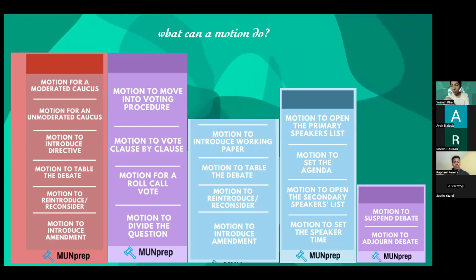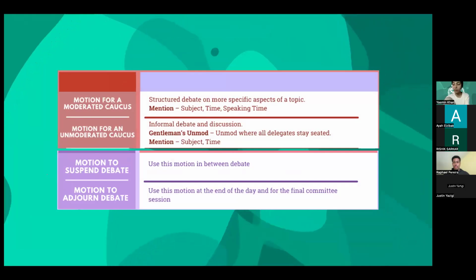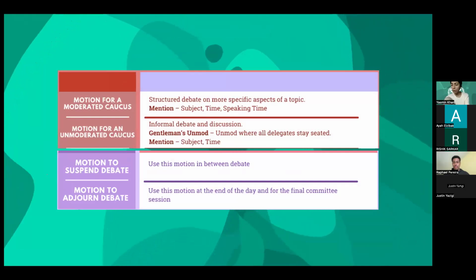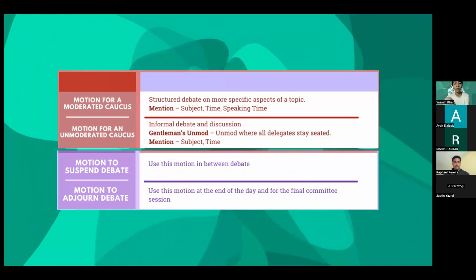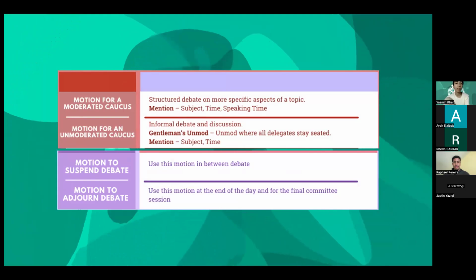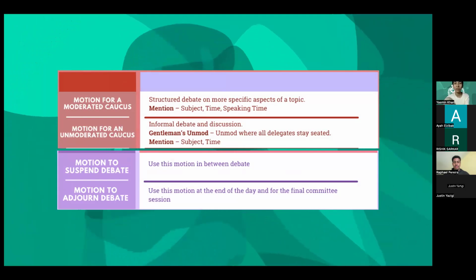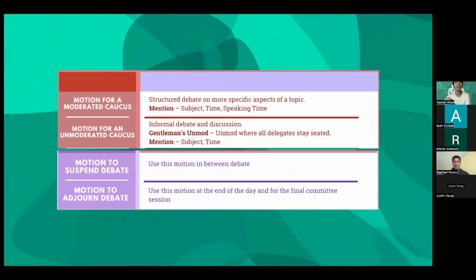But to keep things simple, right? These are the four most common motions in Model UN. And these are also motions that I want everyone to use from now on in our drills. So for anyone who's new to workshop, every week we try to have small debate drills on a random topic, just to break the ice and get into debate, right?